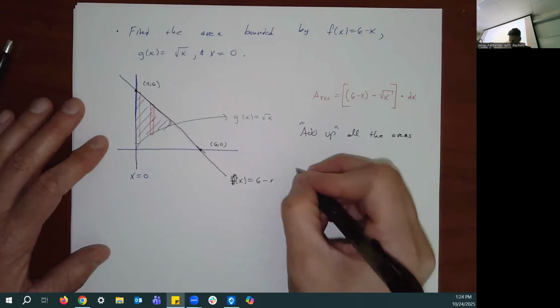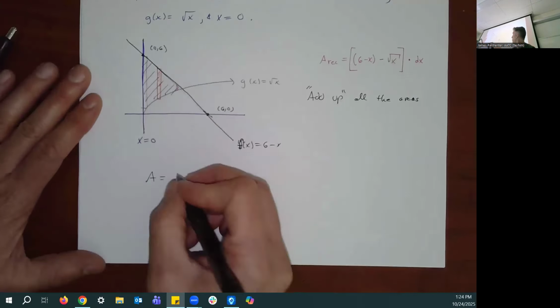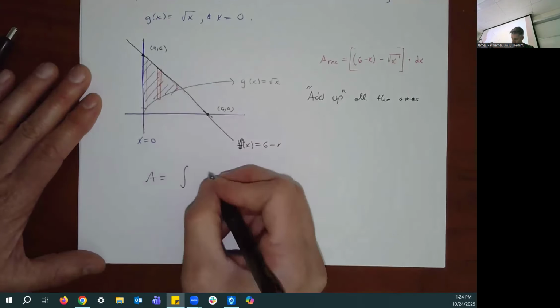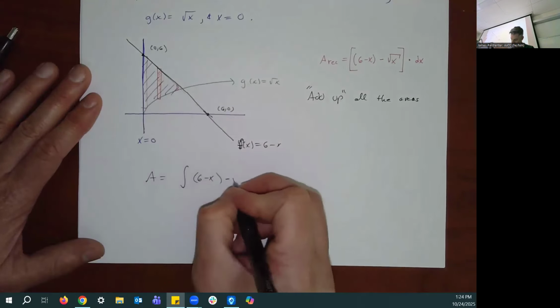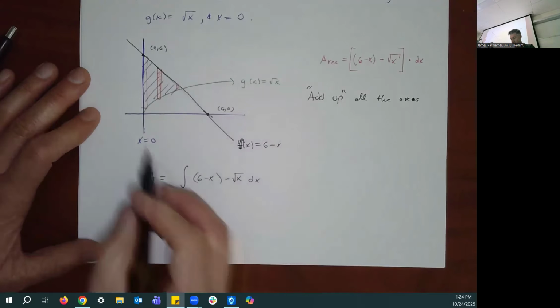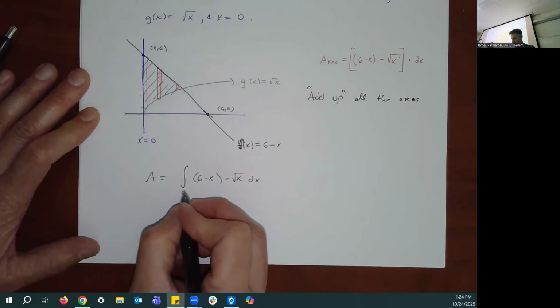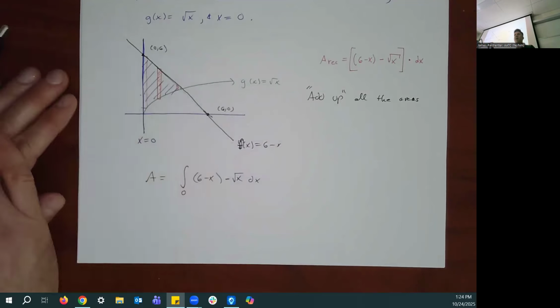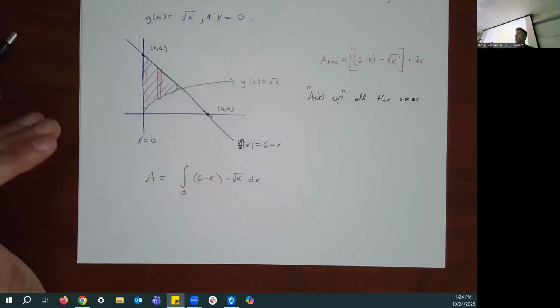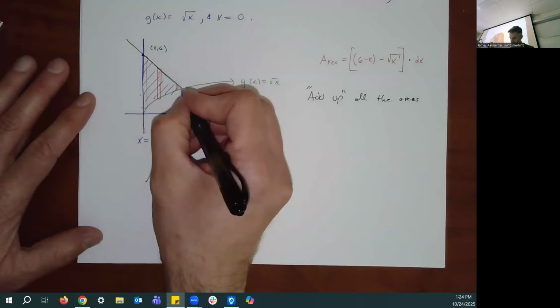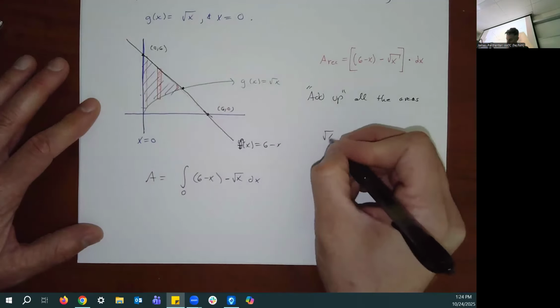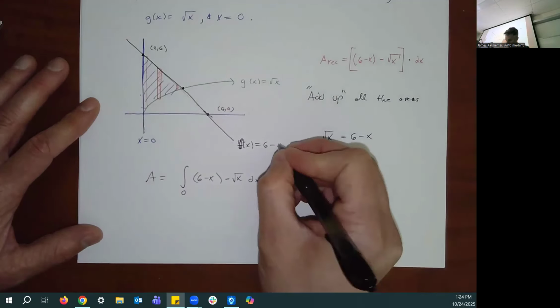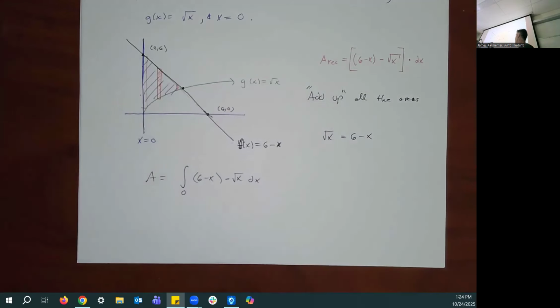So the total area is going to equal the integral of 6 minus x minus the square root of x dx, from as far left as 0 to as far right as, oh, we haven't found how far right yet, because we didn't find where those functions cross each other. To find where those functions cross each other, we set them equal: the square root of x equal to 6 minus x.